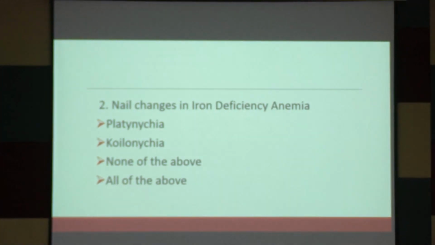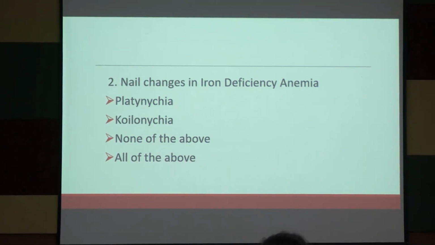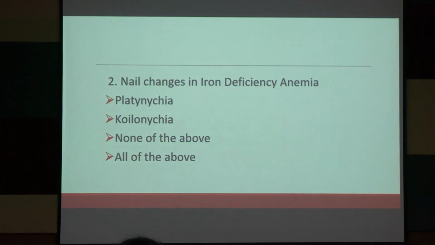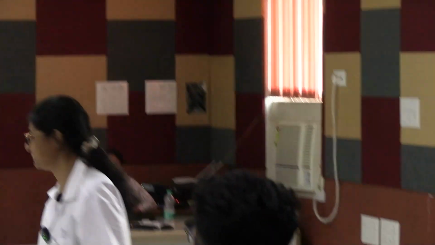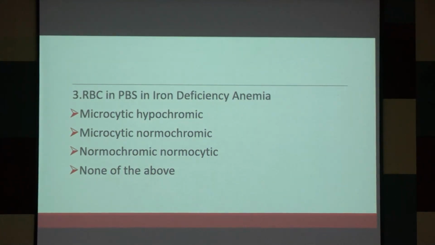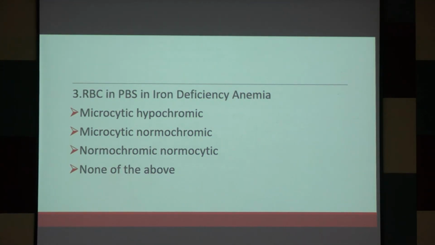Nail changes in iron deficiency. I know all of you will be able to answer. The red t-shirt, the boy in red t-shirt, answer. Stand up. What will be the answer? Nail changes in iron deficiency anemia. Which one? All. Okay, right. Okay, you tell me, what is Koilonychia? Spoon-shaped nails. Okay. Then RBC in peripheral blood smear in iron deficiency anemia is microcytic hypochromic or microcytic normochromic or normochromic normocytic. Which one? Microcytic hypochromic.